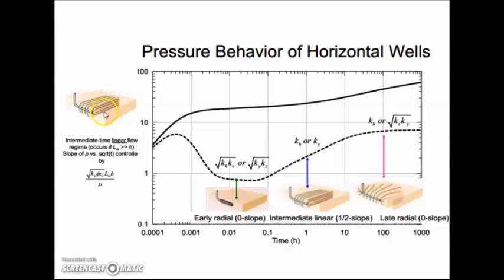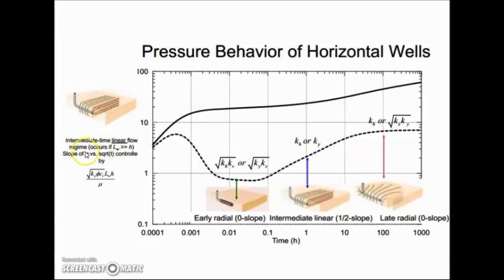Now I would like to introduce you to the intermediate time linear flow regime. For information, the characteristic of the intermediate linear flow regime is the horizontal flow. From this diagram, we can see the horizontal length must be longer than H, the vertical dimension. This flow regime occurs if LW is much longer than H.